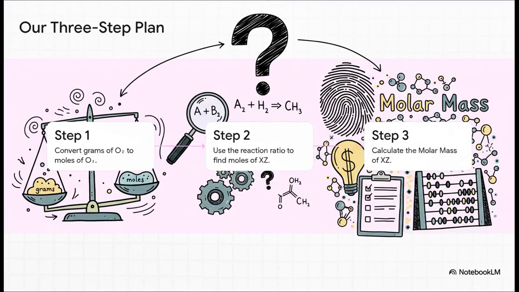So, here's our 3-step game plan. First, we're going to convert the mass of our oxygen from grams into a way more useful unit called moles. You can just think of it as a chemist's version of a dozen. Then, we'll use that reaction ratio from our rulebook to figure out how many moles of XZ we made. And finally, that will let us calculate the molar mass of XZ, our first major lead.